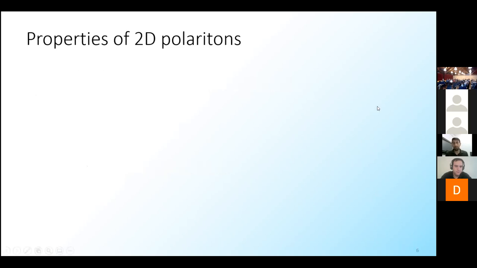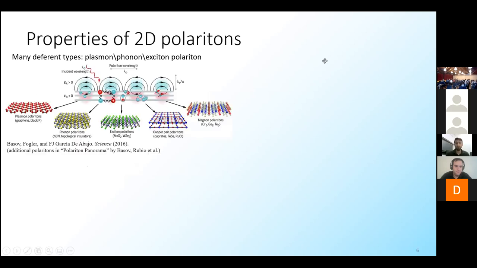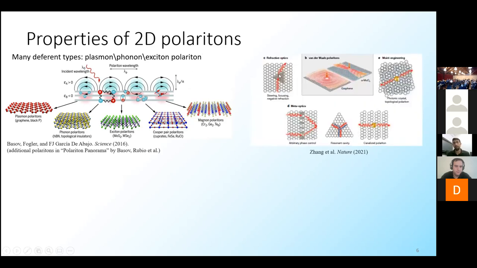So briefly, I'll remind everybody the main properties we need in order to show the dynamics of vortices. So polaritons in 2D materials: I call polaritons a hybridization between a photon and some excitation in the material. There are different types of polaritons: plasmon, phonon, and exciton polaritons that were all discussed today. And these modes propagate in the 2D plane. And many different optical phenomena were shown in recent years using polaritons in 2D materials.